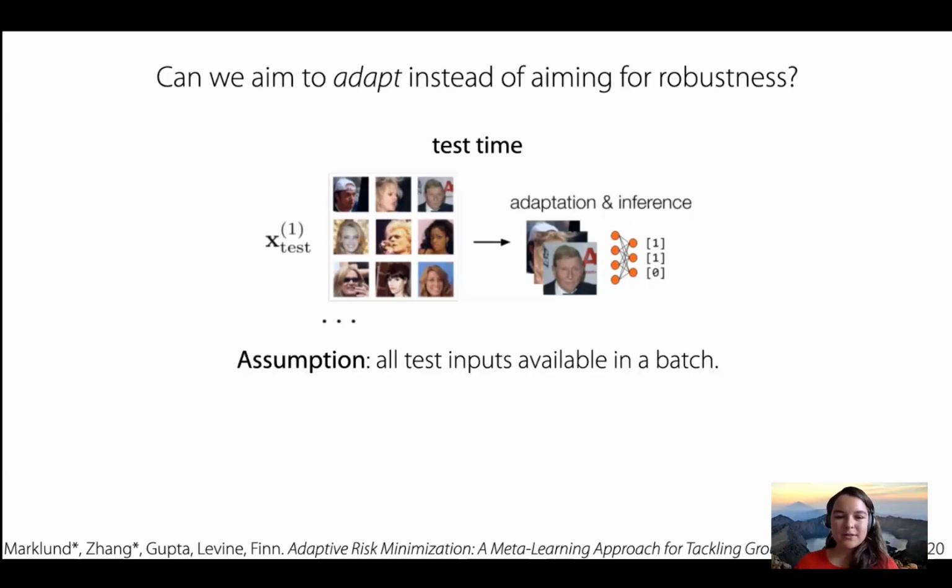And so we're assuming essentially that all of our test inputs at test time are available in a batch, all of our unlabeled test inputs, and these are all part of one sub-distribution. We'll refer to this as adaptive risk minimization instead of empirical risk minimization, in the sense that we're going to be adapting at test time to the part of the distribution that we're in.